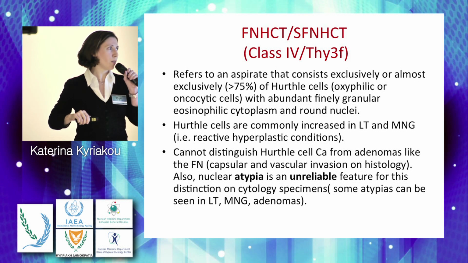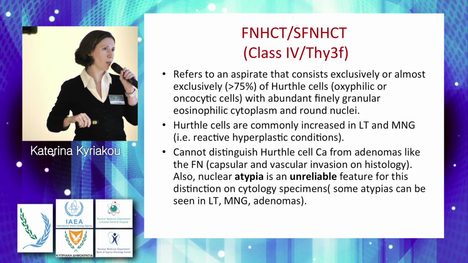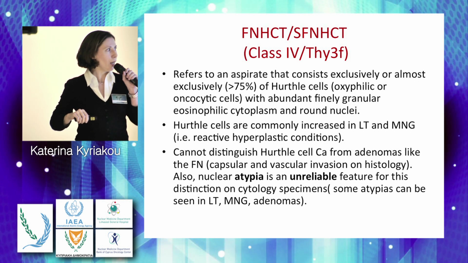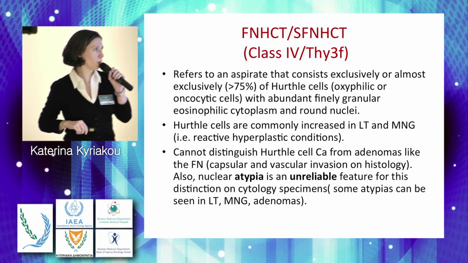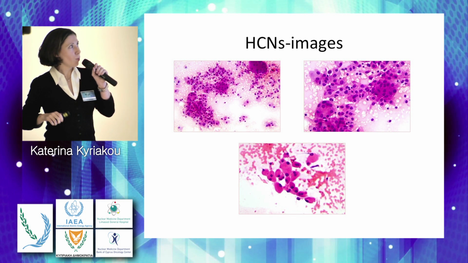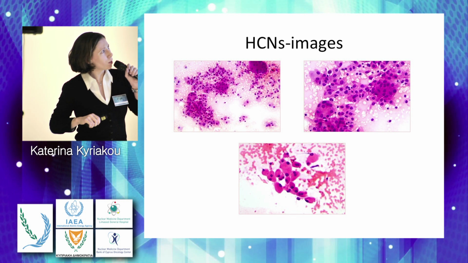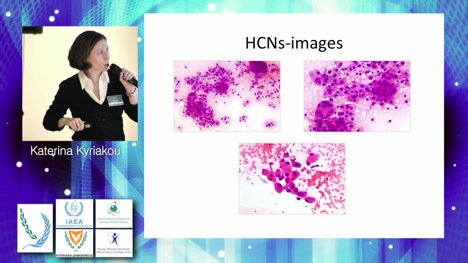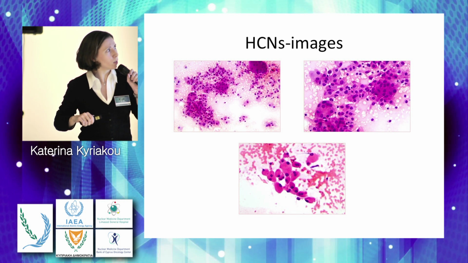And the nuclear atypia is an unreliable feature for this distinction. For example, a carcinoma may not look as malignant because it may be a well-differentiated carcinoma, but still we can have a vascular or a capsular invasion. And we can see atypia in lymphocytic thyroiditis and multinodular goiter, so we cannot differentiate. Here we see the Hurthle cells. You can see the abundant eosinophilic cytoplasm. Sometimes we have binucleation.